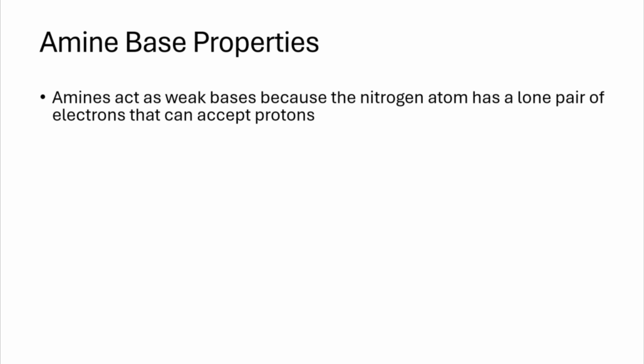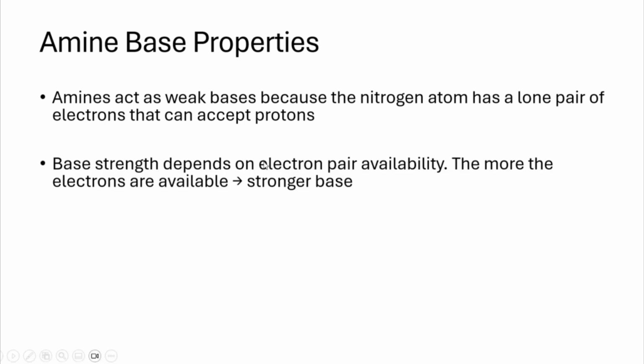So amine base properties. Amines act as a weak base because the nitrogen atom has a lone pair of electrons that can accept protons. If you can accept protons, that means it's going to be a base. Base strength depends on electron pair availability. The two electrons on the nitrogen can be more or less available, and the more available they are, the stronger the base. If they're more available, they're going to accept that proton easier because of coordinate bonding, so it's a stronger base.